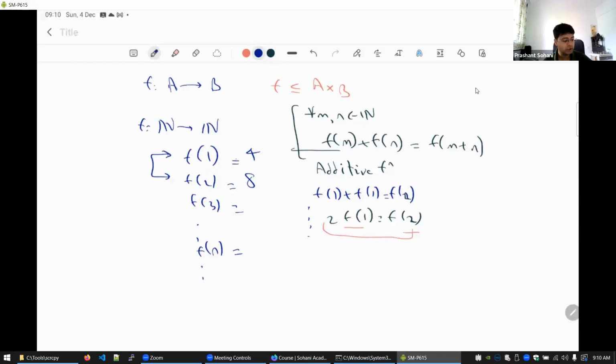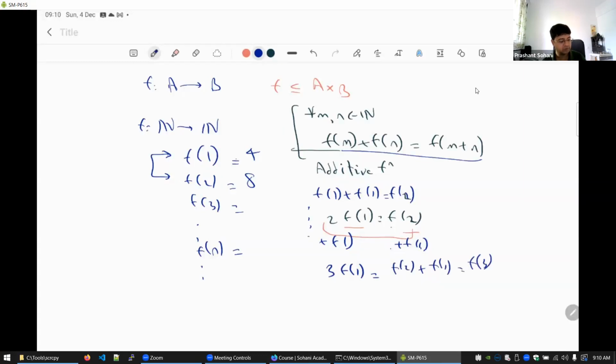In the same way, you have to keep relating various numbers and try to collapse everything into as few independent variables as possible. So can you suggest what should be the next step for us? On both sides, add f of 1. Yeah, so if we add f of 1 to both sides, on the left hand side we'll get 3 times f of 1, and on the right hand side we'll get f of 2 plus f of 1, and again we can invoke the given information to say that that is f of 3.